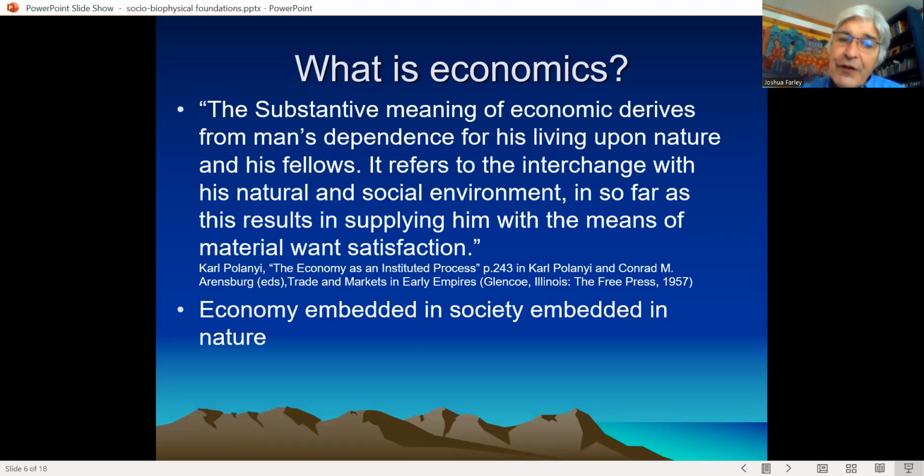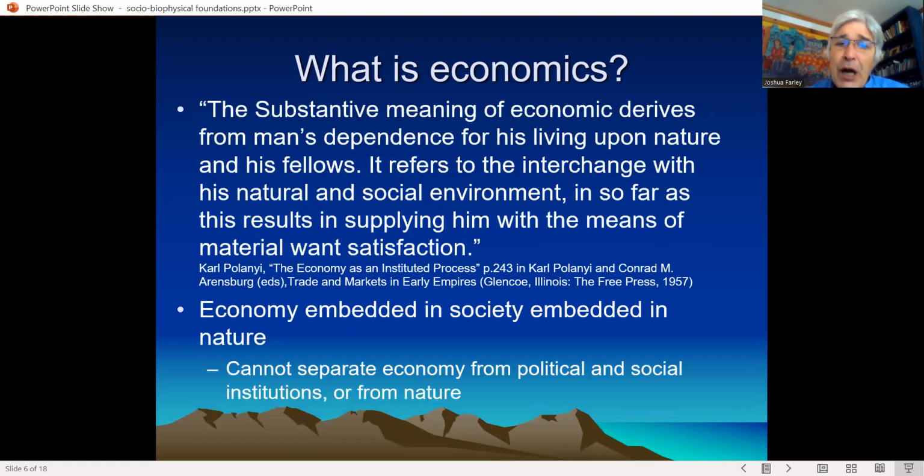So within this definition, it basically implies the economy is embedded in society. There is no economy without a social system, and society is embedded in nature. So society depends entirely upon the natural system for all resources and all waste emissions. So we can't separate economy from political and social institutions. It's silly to just discuss the economy rather than the political economy. And really, it's the socio-political economy. It's all interrelated. It's our human system.